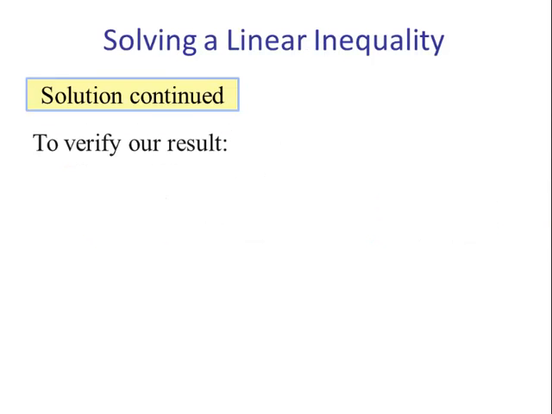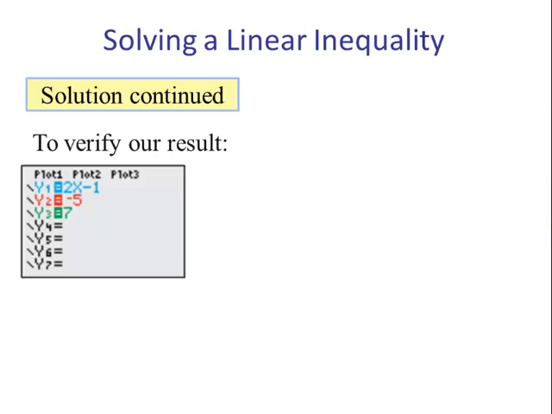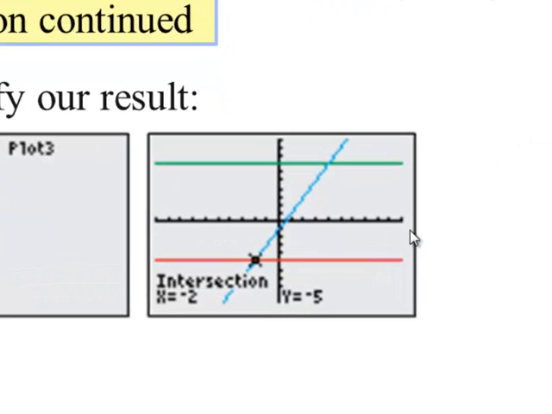We can verify using our graphing calculator. For the middle part, we put in y1, that's 2x minus 1. And y2, we put -5. And y3, we put 7. So here we see the graph. This is y equals 7. This is y equals -5. And the blue part is our expression 2x minus 1.